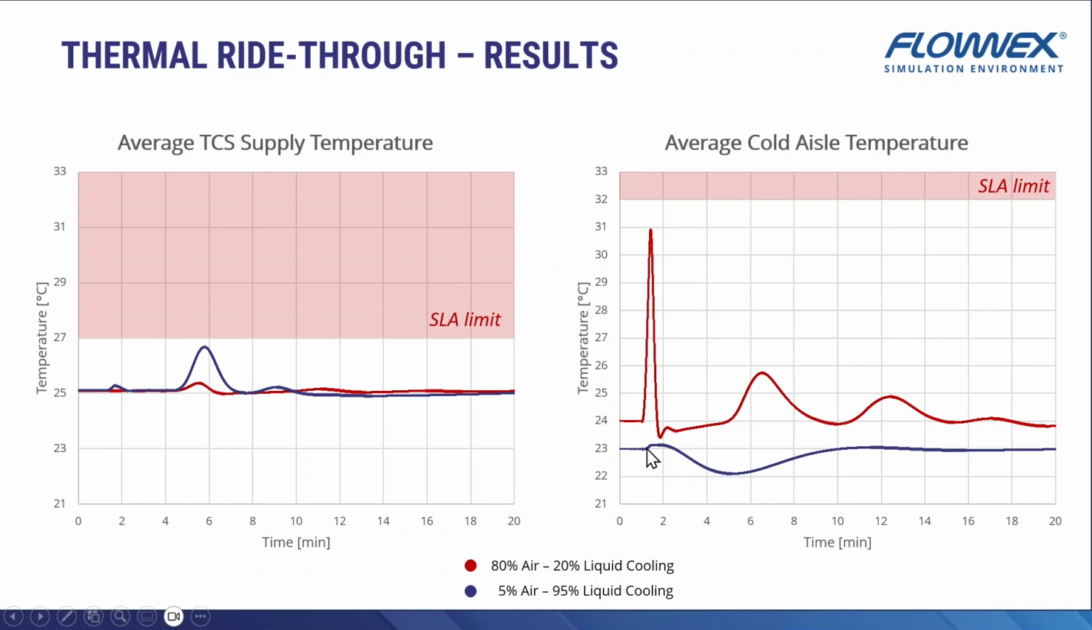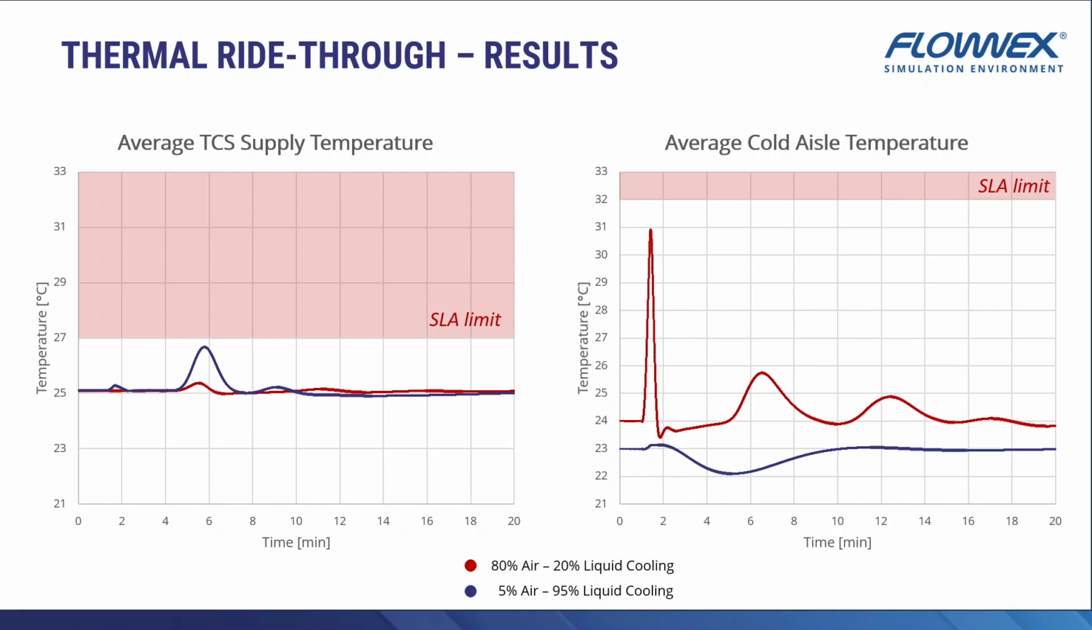In the first scenario, the temperature peaks of the cold aisle air temperatures are significant due to the high air heat load. The CDU TCS supply temperature peaks are less significant due to the low liquid cooling load. In the second scenario, this is reversed.